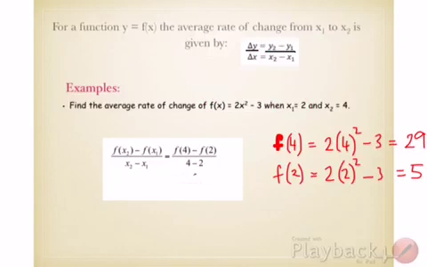Now I know my values. So I've got 29 take away 5 on top, and it's 4 take away 2. So it's 24 divided by 2, which is equal to 12. Your average rate of change for that function from x1 equals 2 to x2 equals 4 is 12.